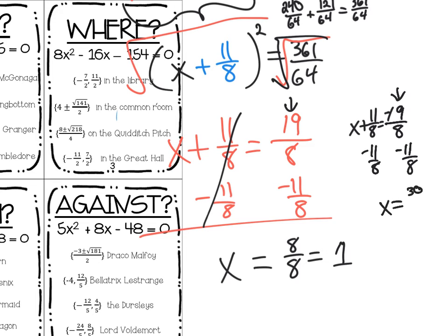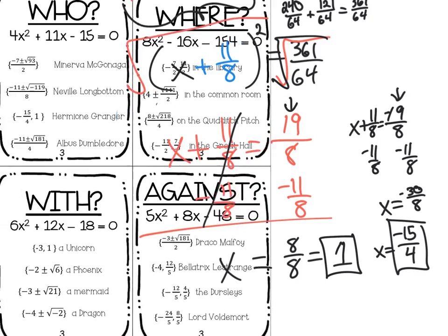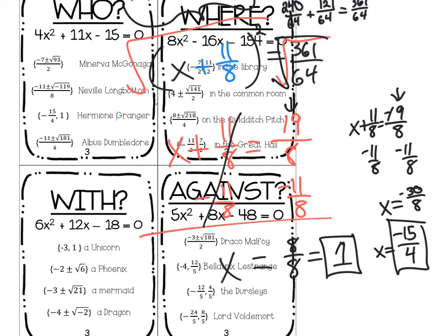negative 30 over 8. So my answer is either going to be 1 or negative 15 over 4, and all I did was reduce that fraction. Go back and check to see if this makes sense. They both should make sense, and your answer should be right for that one.